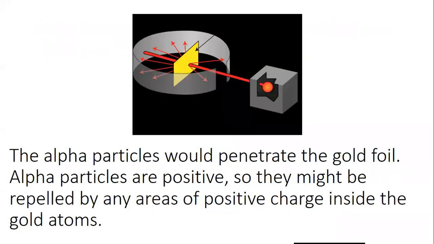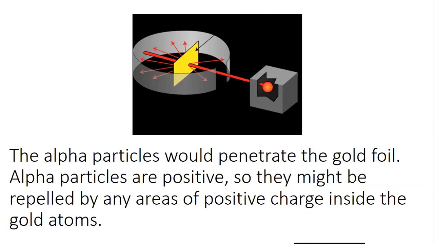Well, the alpha particles would penetrate the gold foil. Alpha particles are positive, so they might be repelled by any areas of positive charge inside the gold atoms. Assuming the plum pudding model of the atom, Rutherford predicted that the areas of positive charge in the gold atoms would deflect or bend the path of all alpha particles as they pass through.